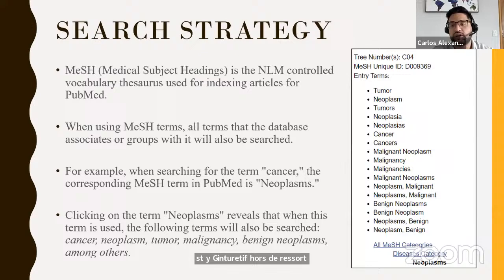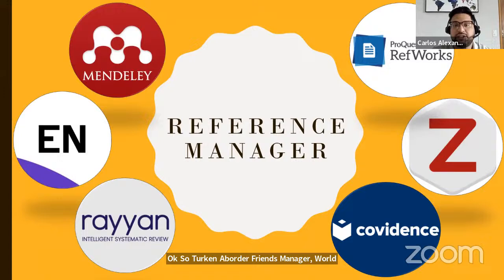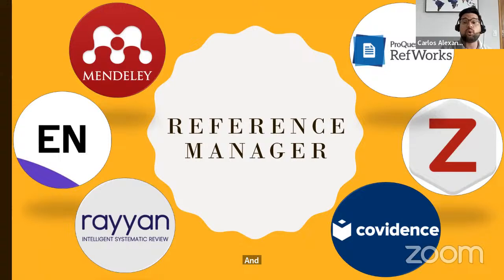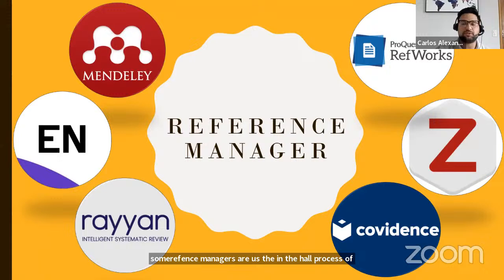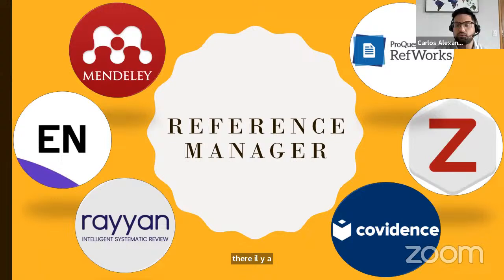Okay, so talking about the reference manager, which I think is very important here, we have many managers that we can use in a systematic review. And here I want to differentiate a little bit because some reference managers are used during the whole process of screening, selecting, even designing the PRISMA flowchart. And some of them are used only during the writing part, so to do citations and reference lists. So here I'm going to focus a little bit more on the ones that I used. I hope I can help you guys with my experience. Again, this is not the right or wrong thing to do, but the ones that work for me and my team.